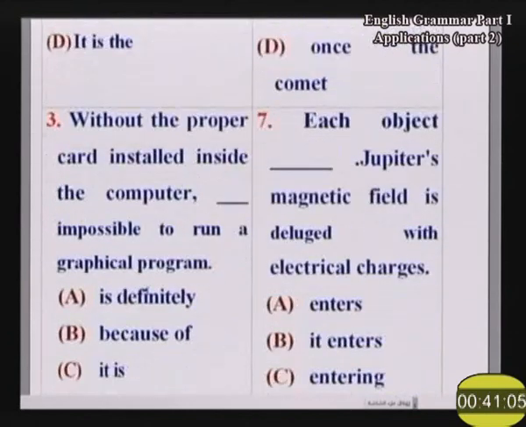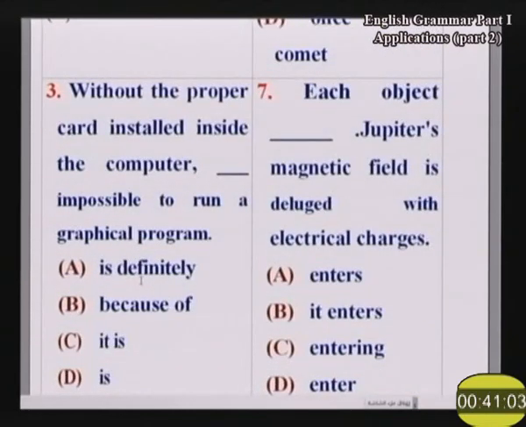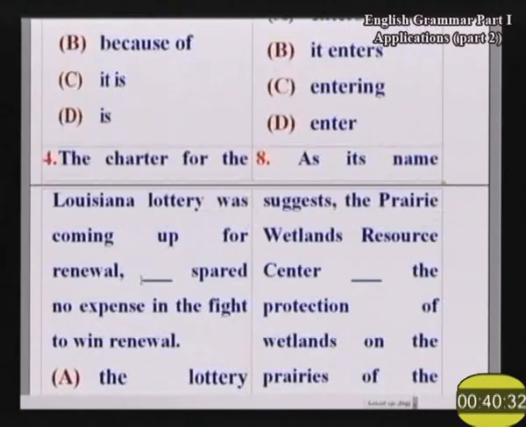نشوف نمرة 3. Without the proper card installed inside the computer, جزء مش مهم, prepositional, impossible to run a graphical program. ما عنديش هنا لا subject ولا verb. أنا لازم أقول مثلا it is impossible. أهي is definitely because of it is. That's where you have the subject and the verb. It is impossible to run a graphical program. شوف الجملة اللي جاية.